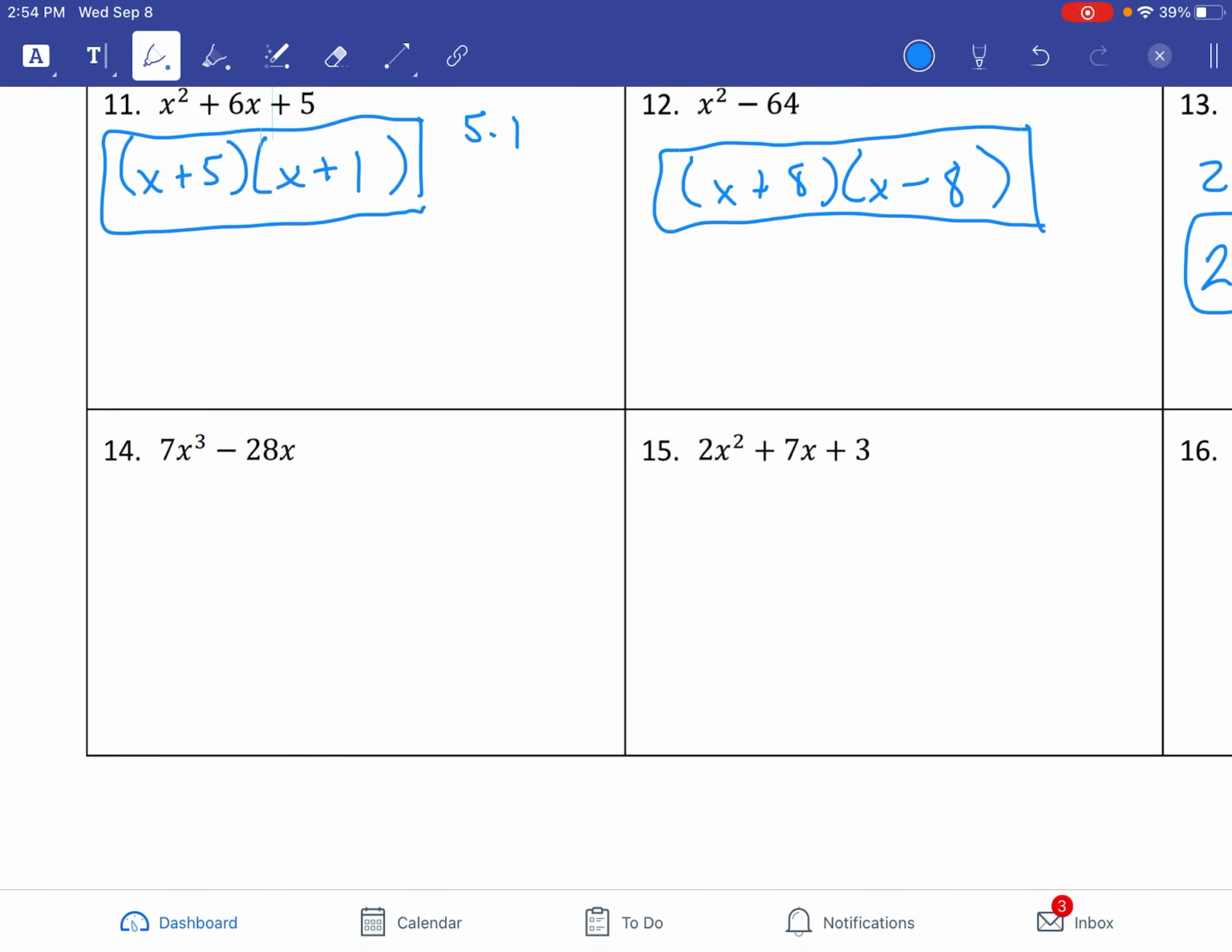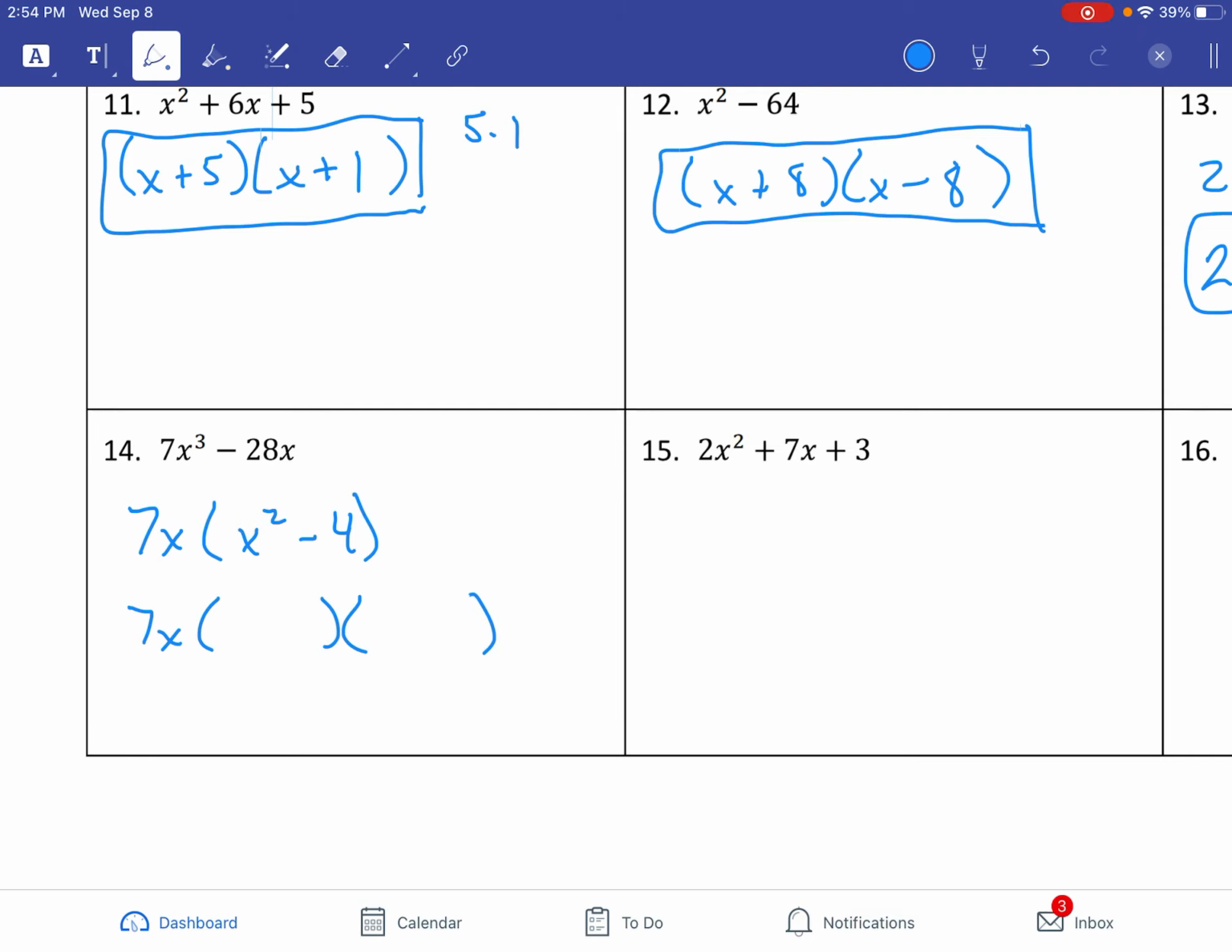Number 14. The greatest common factor of this, you can take out something. I can take out a 7, and they both have an x. I'll be left with x squared minus 4. Now I can see that inside my parentheses, I have a difference of 2 squares, just like problem 12. I have two terms in my parentheses. They're both perfect squares. I'm going to rewrite the 7x because it's still part of my problem.